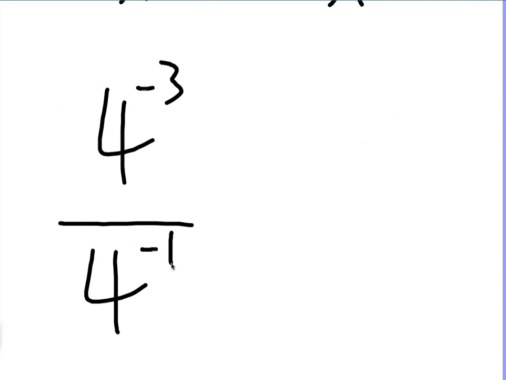Okay, now this one's a little tricky, but let's just take a look at this. Okay, which of these exponents is bigger? When you first look at it, it looks like negative 3. But in fact, we know from the number line that negative 1 is bigger than negative 3. I'd rather be $1 in debt than I would be $3 in debt. So that's one way of looking at it. All right, we're going to apply the same rule. We're going to take the bigger exponent and subtract the smaller.